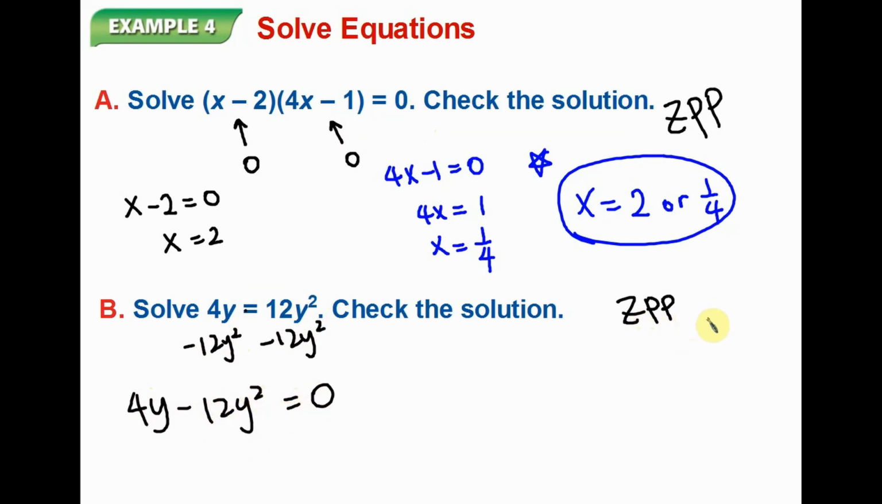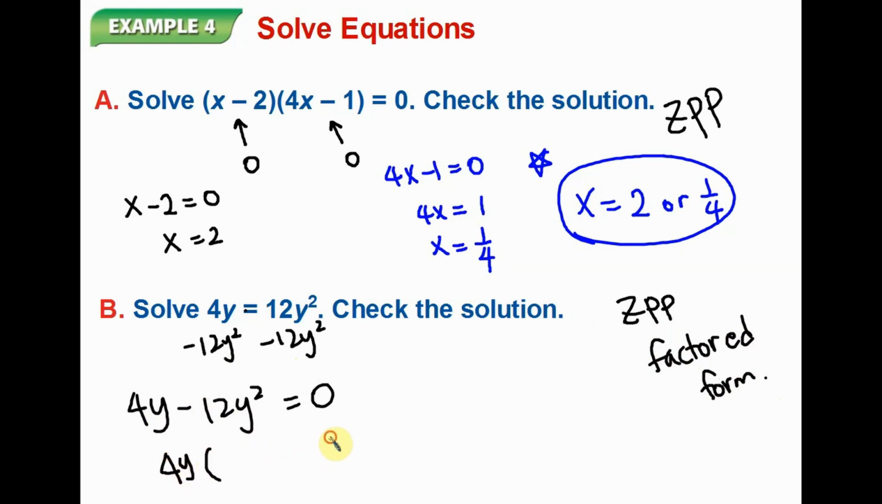The zero product property needs to have product, so I need to make this in product form. Another word, you have to make it in factored form. So going back to the steps that we've been factoring, I noticed that they both have 4y as a common factor.